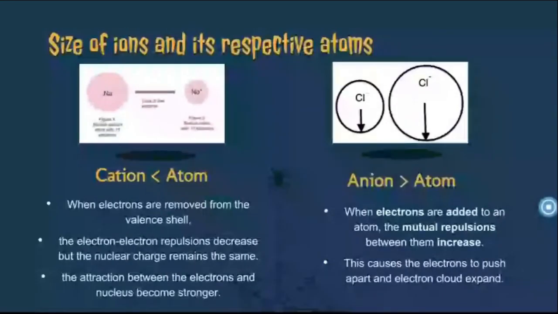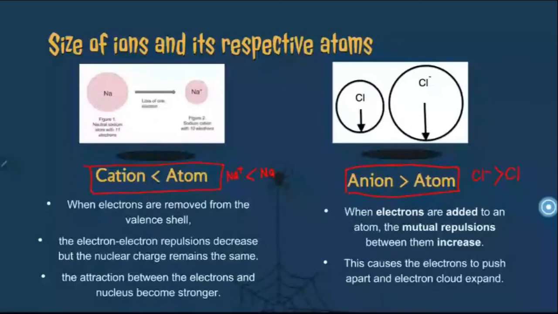Okay, third objective, we compare the size of ions and their respective atom. What you see here, cation is always smaller than its atom, which means we are comparing sodium and sodium ion, and sodium ion is smaller than sodium atom. That is an example. An anion is always greater than its atom. For example, chloride ion is greater than chlorine atom.